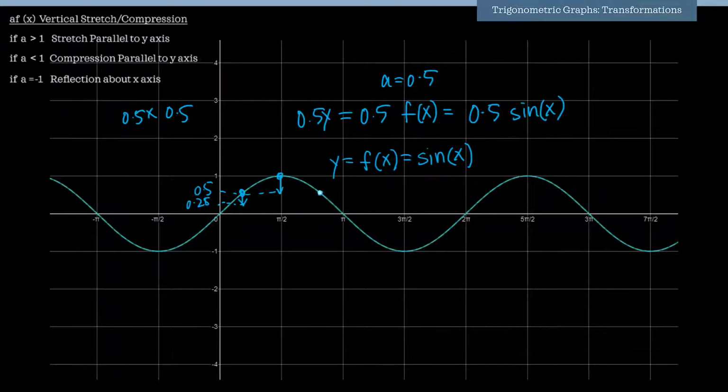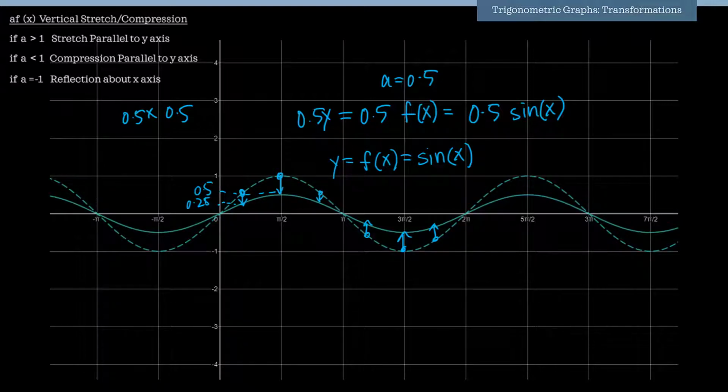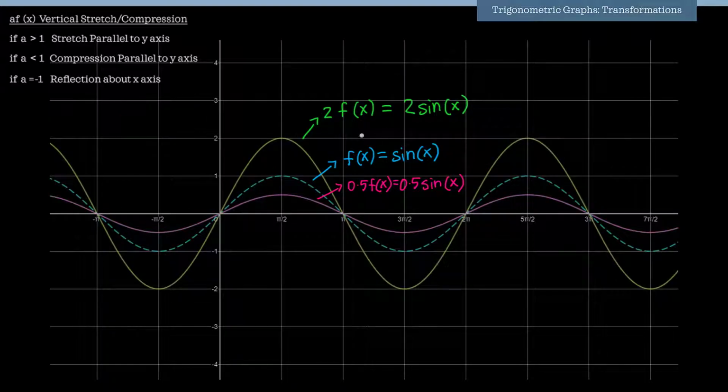So my graph is going to get compressed like this. So after the transformation, my graph is going to look like this. You can see that the whole graph has been compressed parallel to the y-axis. Now in summary, if we multiply the function by a value greater than 1, it's going to be a stretch vertically. And if we multiply the function with a value less than 1, it's going to be a compression vertically.